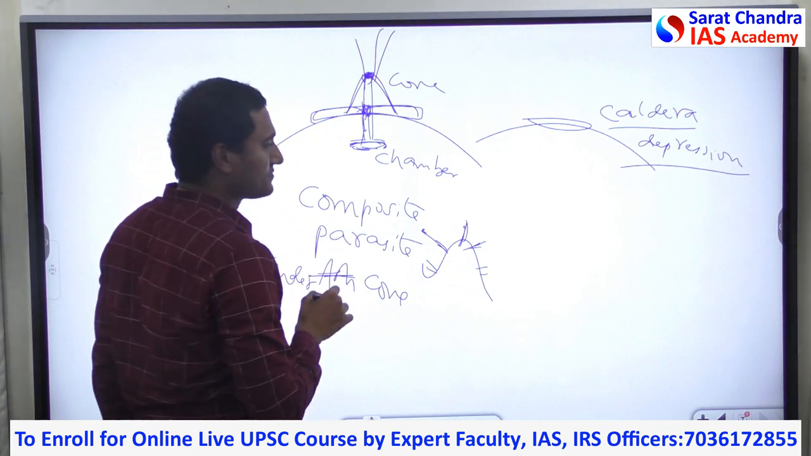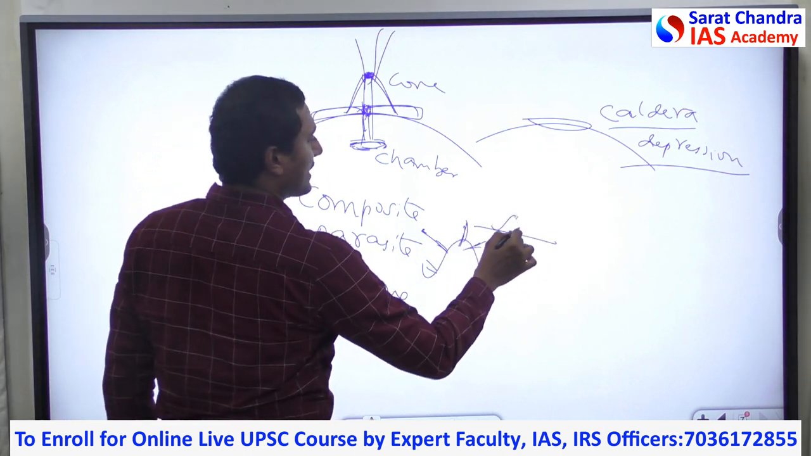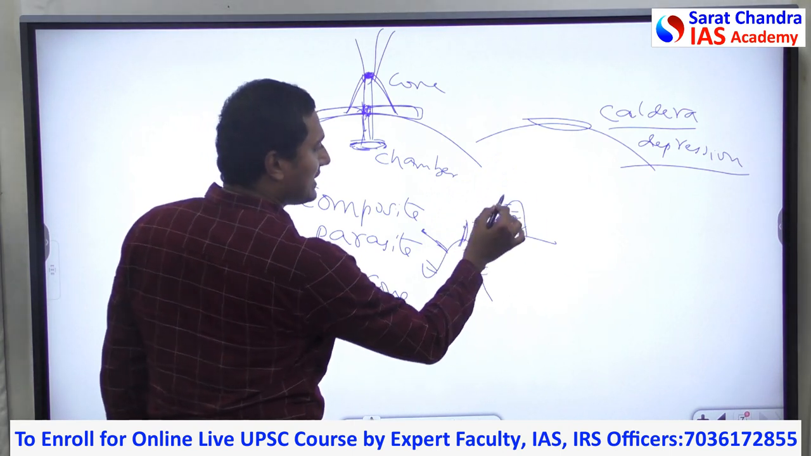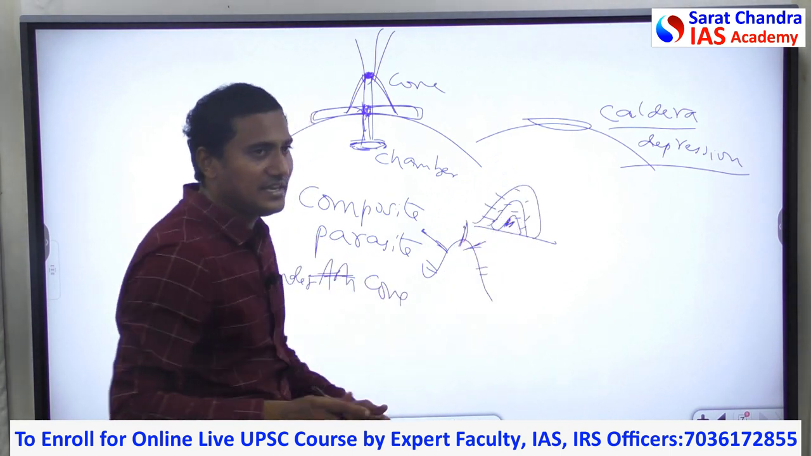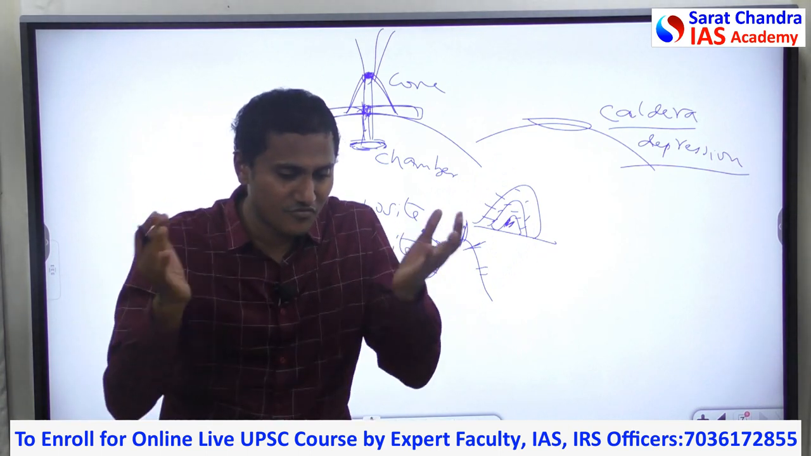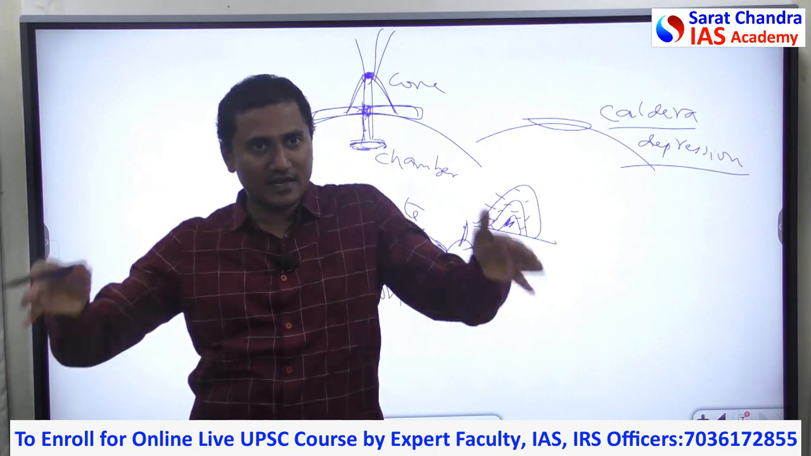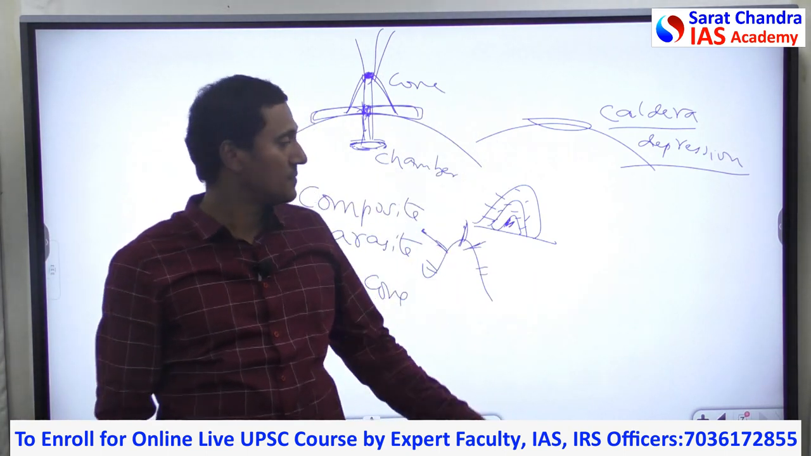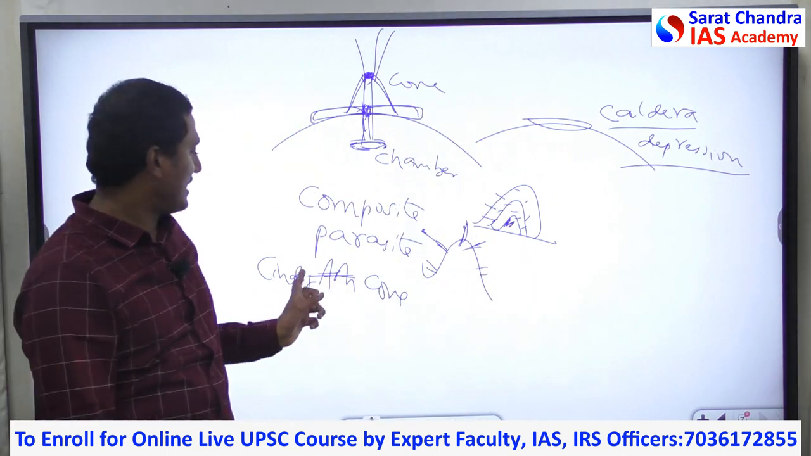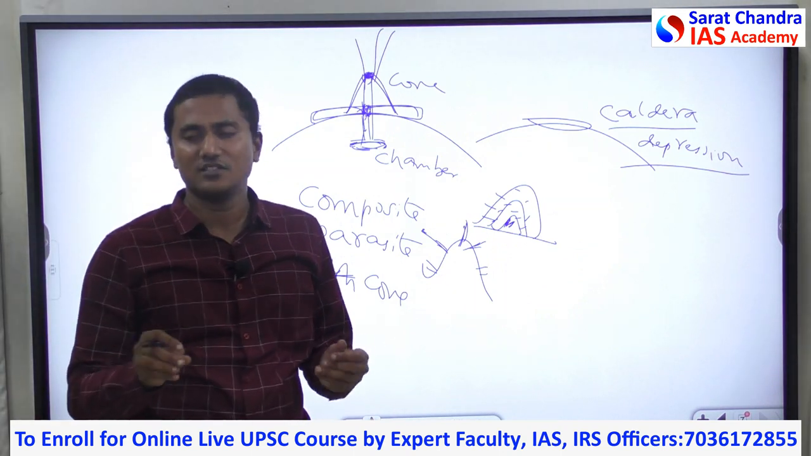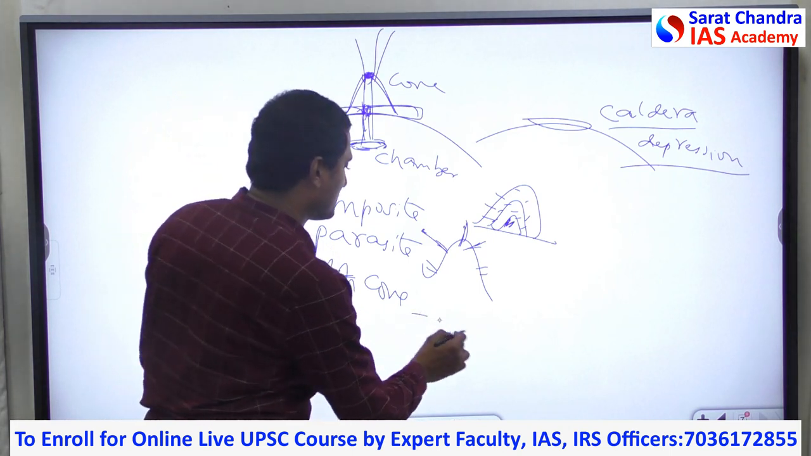Composite cone means what, you know? First the mountain is formed with one kind of material. Then another kind of material is added to it, then another kind of material is added to it. It means each time the magma comes, different material comes. First time it came out like this, second time it covered again, again covered. That is called a composite cone. Actually, a cinder cone is formed from soft material. It's a very small cone, just this much, the cinder cone.